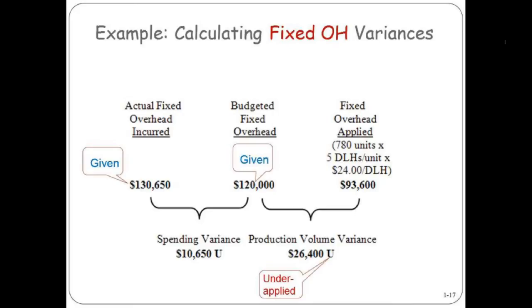$93,600, excuse me. Remember, we were expecting to sell 1,000 units, and we would have applied $120 per unit, and that would have given us this $120,000. But we only produced 780 units, so we only applied 78% essentially of 120,000. And that's our applied, so we are under applied. This doesn't mean it's favorable or unfavorable. This U is under applied by 26,400.